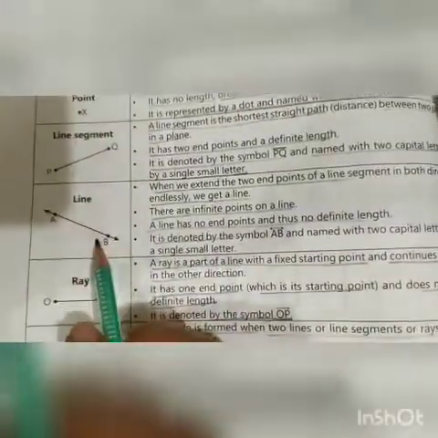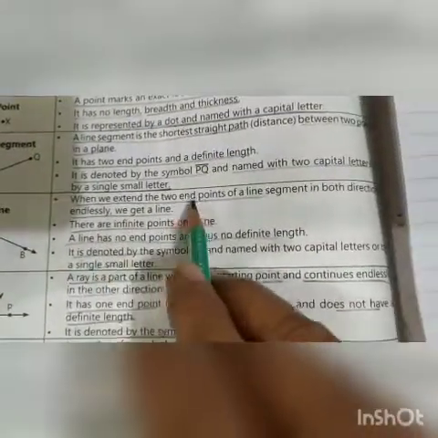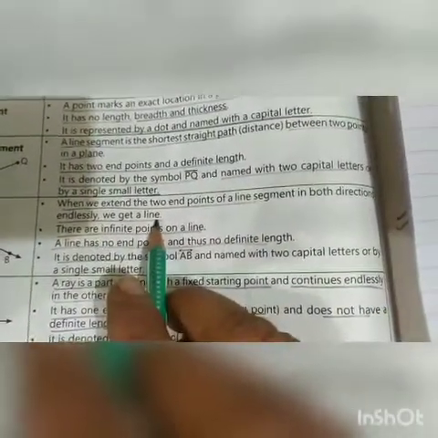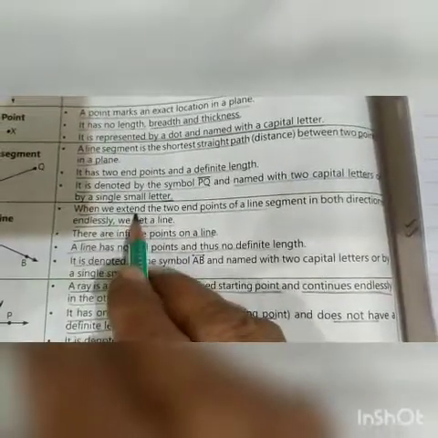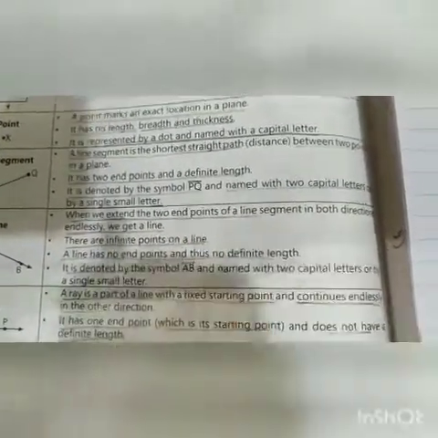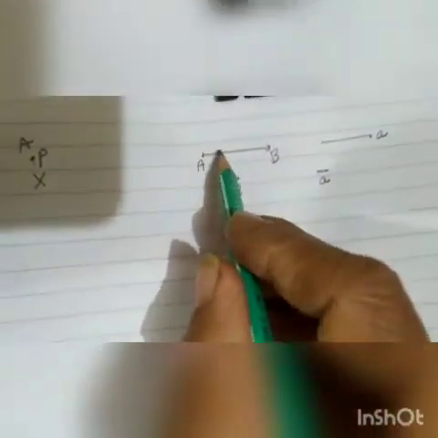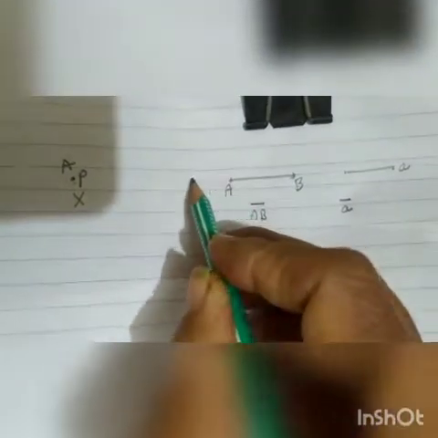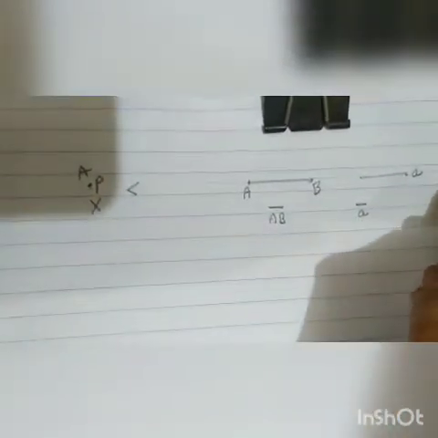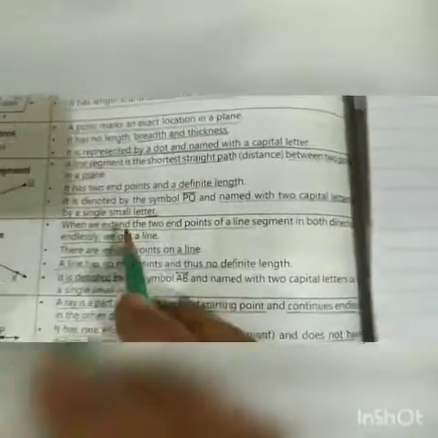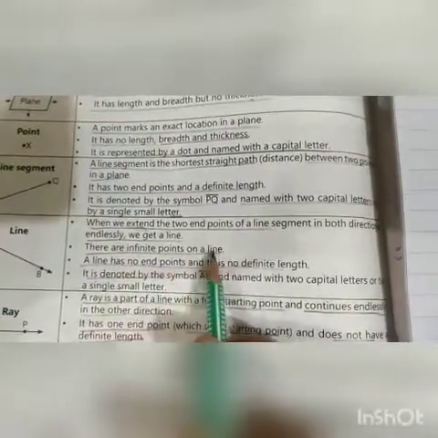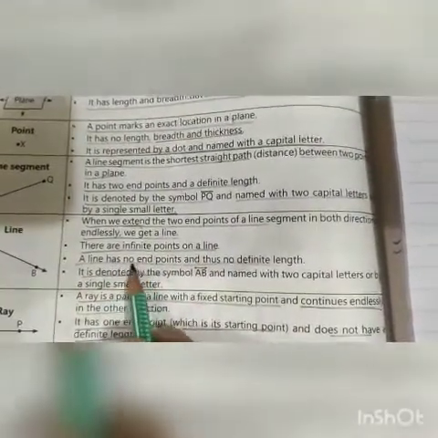Next, line. See here, when we extend the 2 endpoints of a line segment in both directions, we get a line. If you produce them like this and like this in both directions, then it will become a line like this. And a line has 2 arrows. There are infinite points on a line. A line has no endpoint.